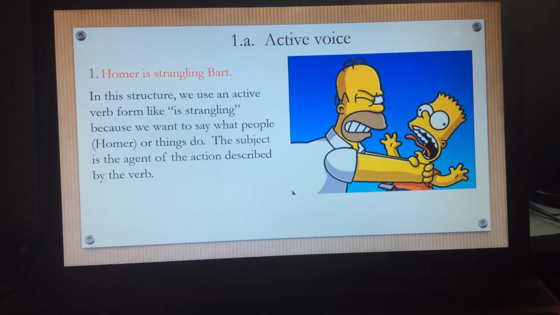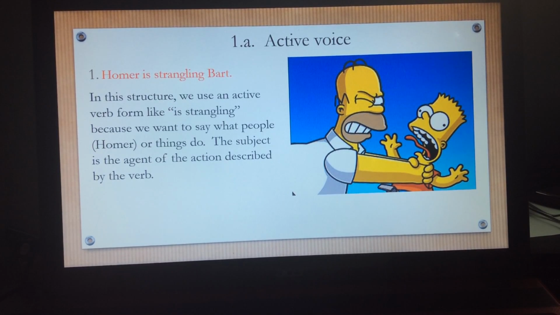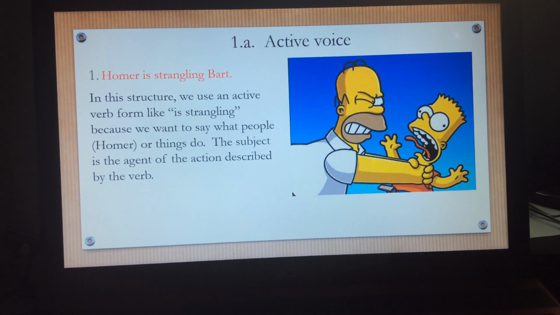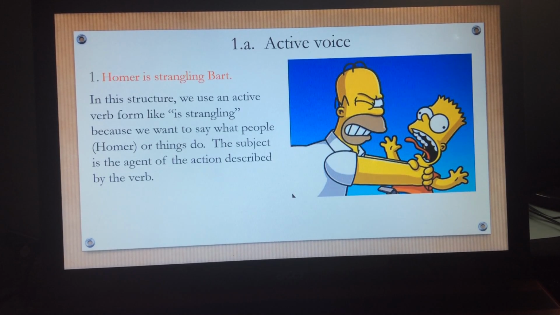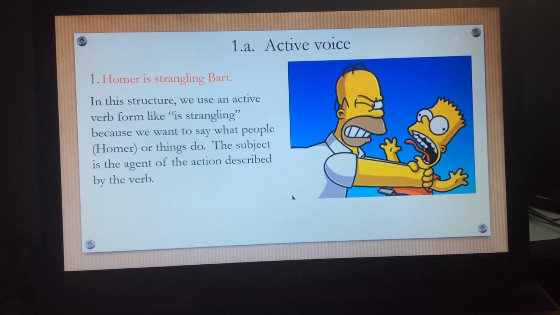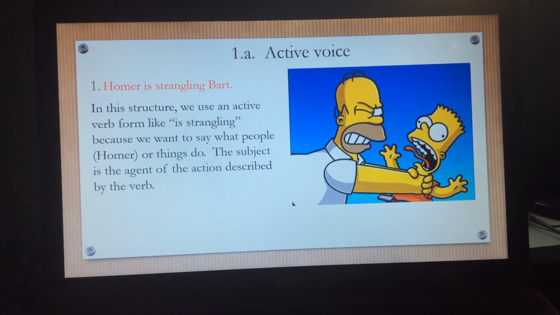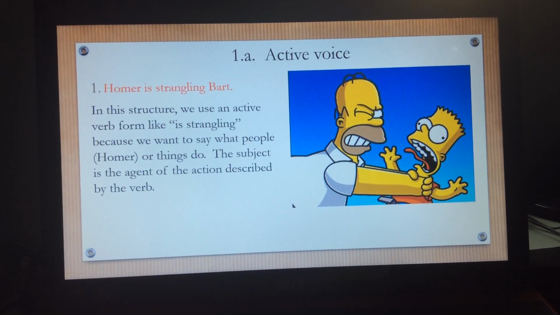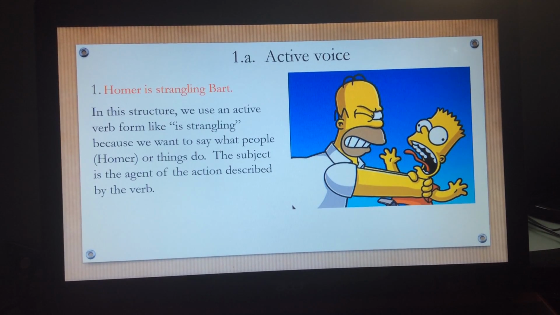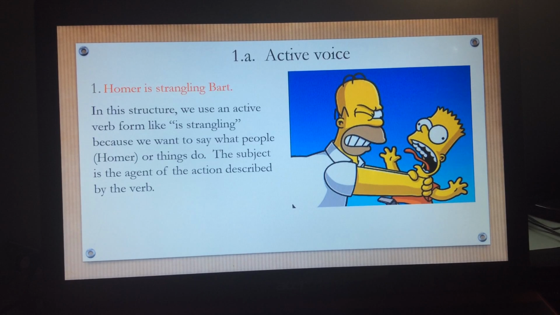In the first case, we're talking about active voice. Homer is strangling Bart. In this structure, we use an active verb form like is strangling because we want to say what people, in this case Homer, or things do. The subject is the agent of the action described by the verb. He is the doer. Who is strangling Bart? Homer.